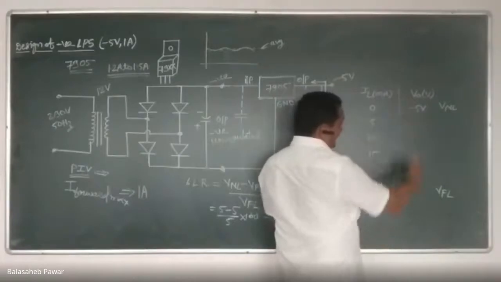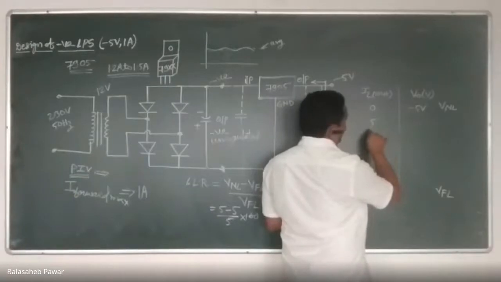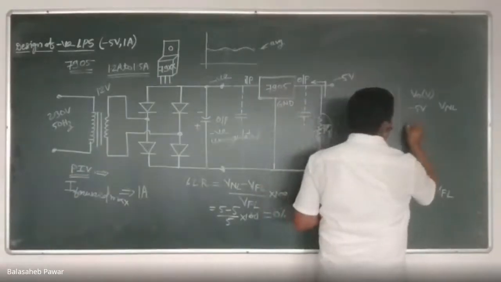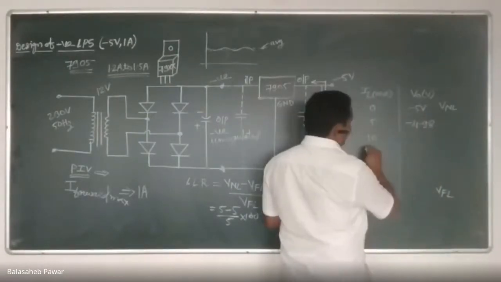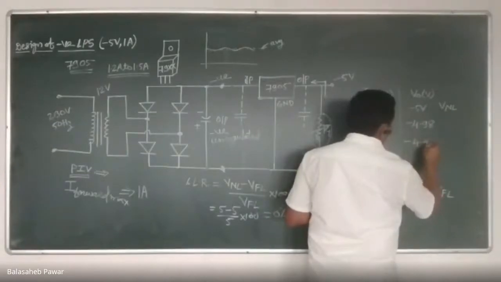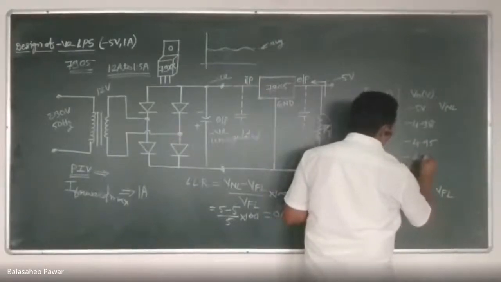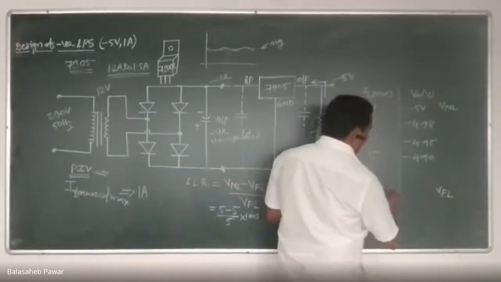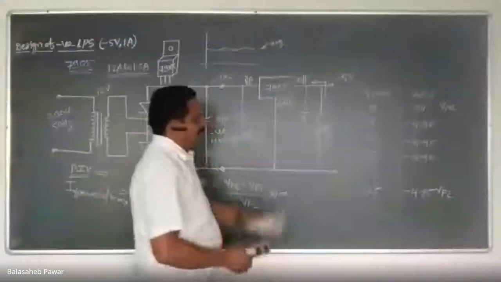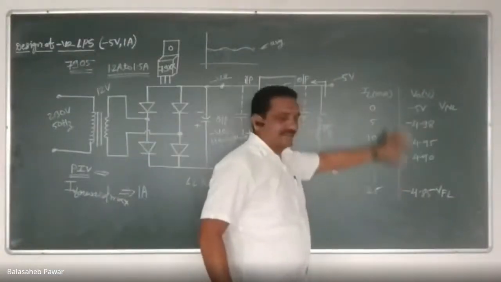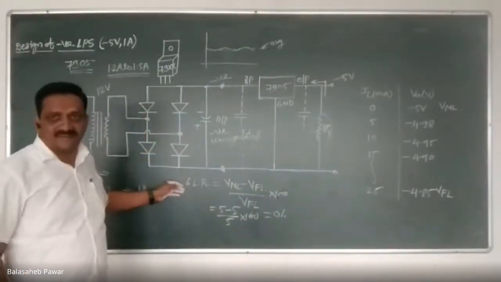Now, instead of taking that ideal case, we'll see the practical consideration. If my load current is 5 milliampere, then this voltage may become minus 4.98 volts. At 10 milliampere, it may become minus 4.95 volts. At 15 milliampere, it may become minus 4.90. And at 25, it might be minus 4.85 volts. I'm considering the practical case. Whatever percentage load regulation you calculate, it will not be 0%. Are you agreed with this?